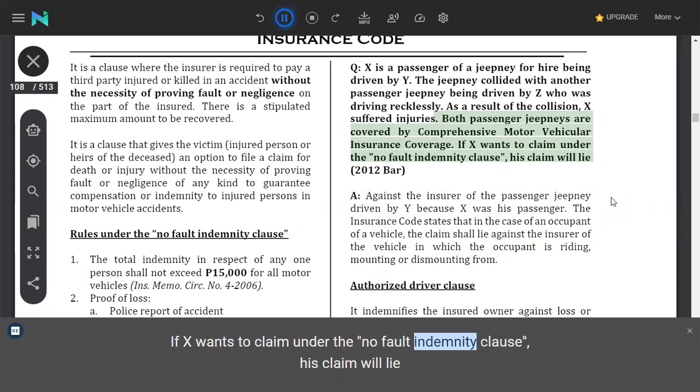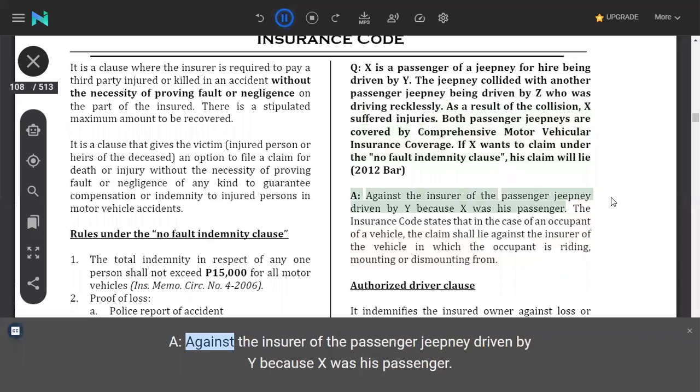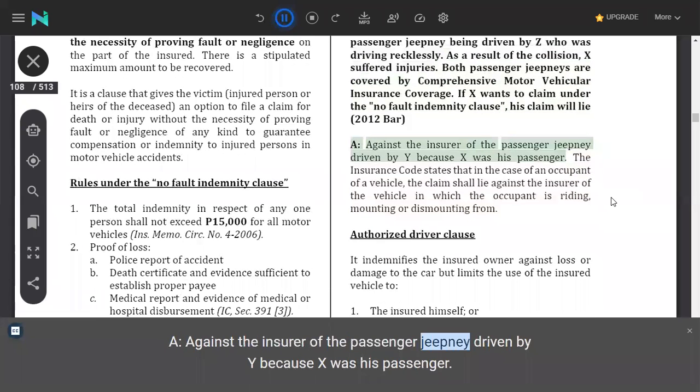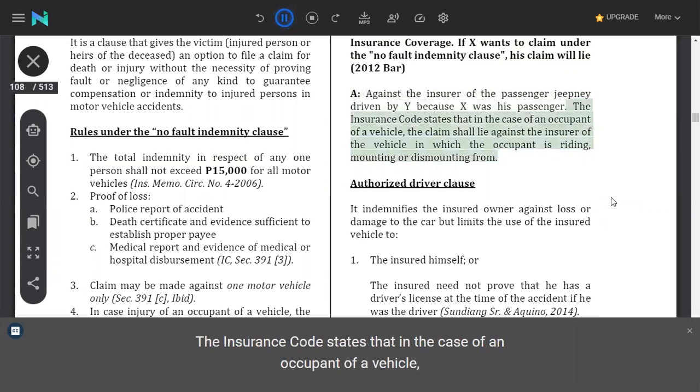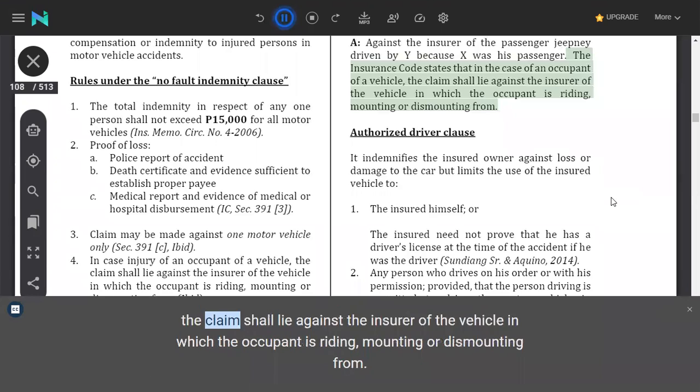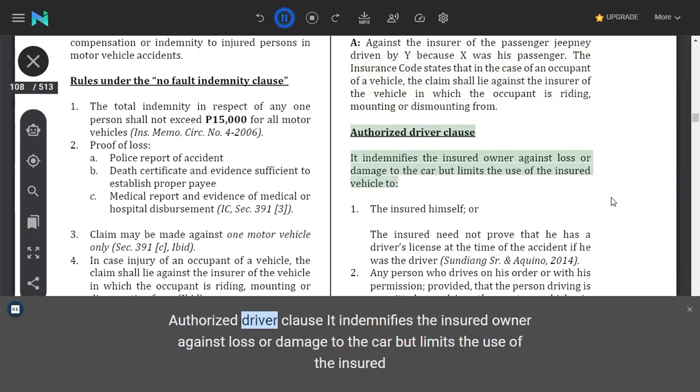If X wants to claim under the no-fault indemnity clause, his claim will lie against the insurer of the passenger jeepney driven by Y because X was his passenger. The Insurance Code states that in the case of an occupant of a vehicle, the claim shall lie against the insurer of the vehicle in which the occupant is riding, mounting or dismounting from.